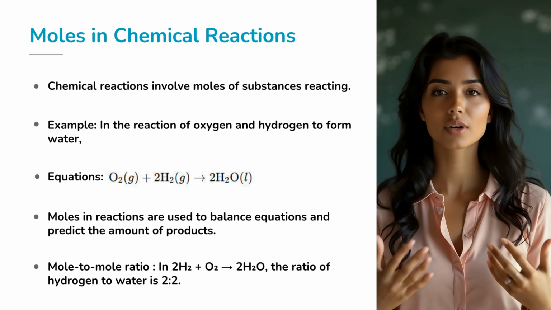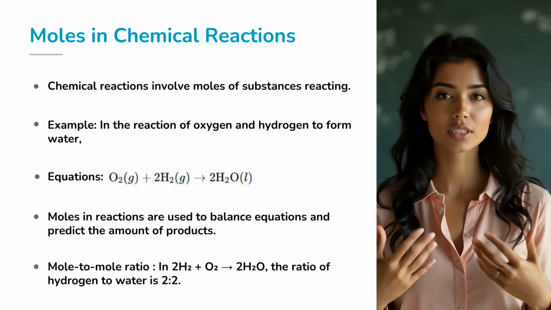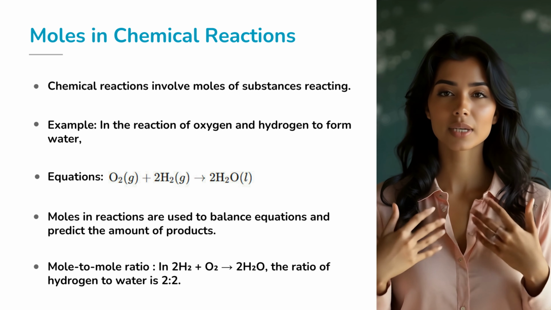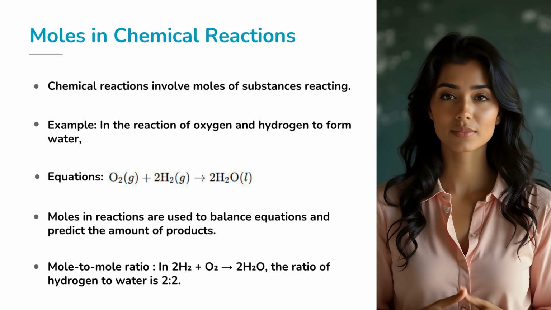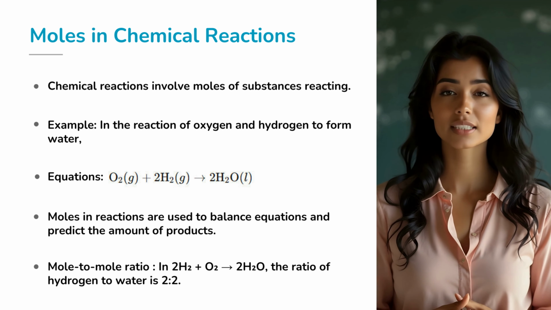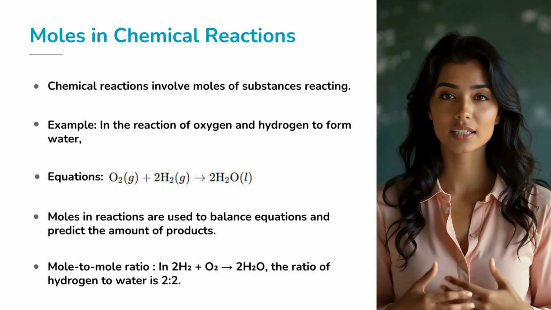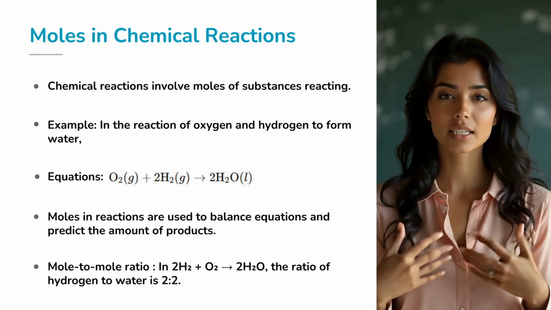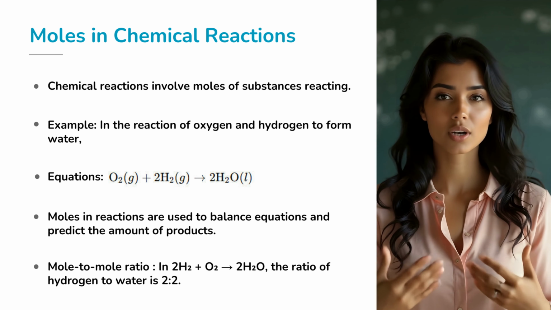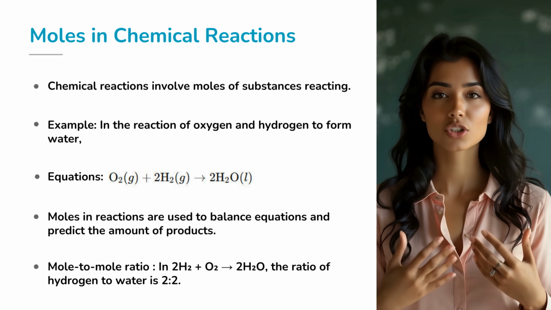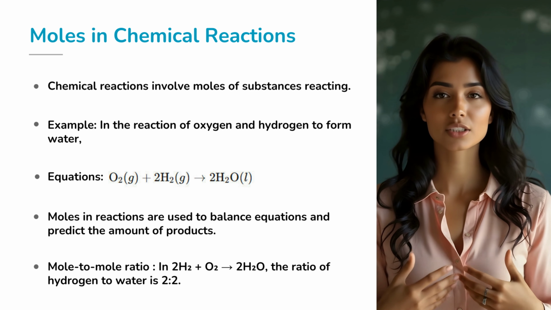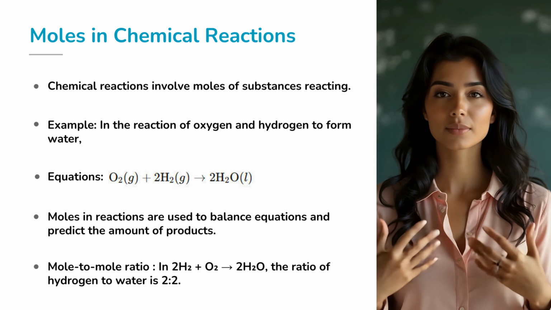So, if you have 1 mole of oxygen gas, you'll need 2 moles of hydrogen gas to make the reaction work. This is why knowing the number of moles is essential to make sure we get the right amount of product, and the reaction happens just as expected. This is also how we figure out how much of each reactant we need in the lab. It's all about balancing the moles.